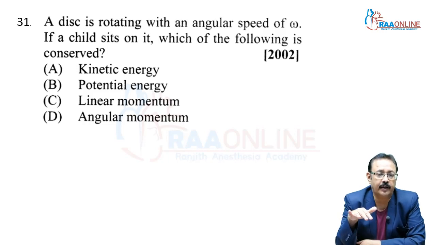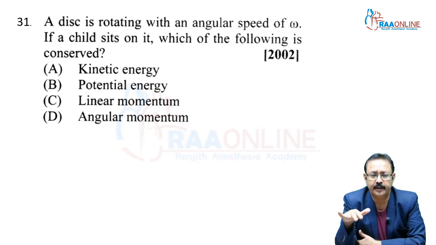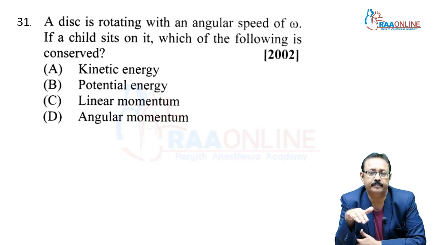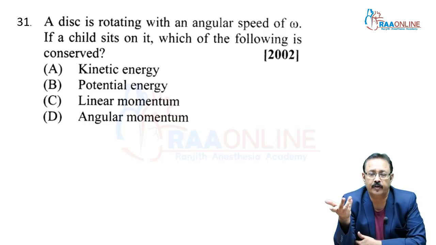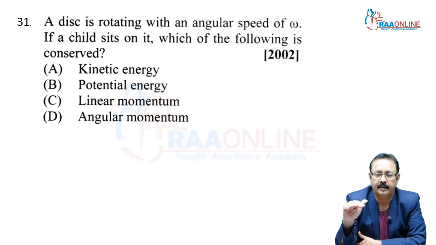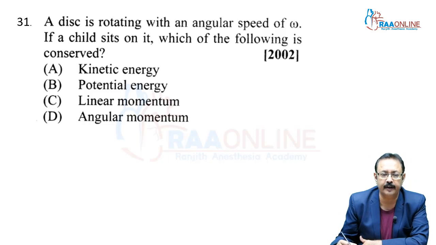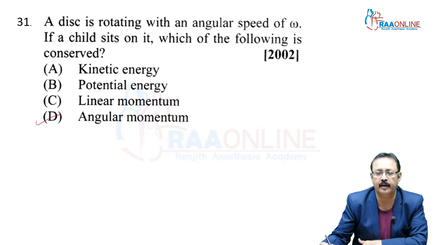If torque was not acting on that, which thing will be conserved? Kinetic energy, potential energy, linear momentum or angular momentum? You know the law of conservation of angular momentum. If torque is absent, angular momentum should be conserved. It means we have to go with D.